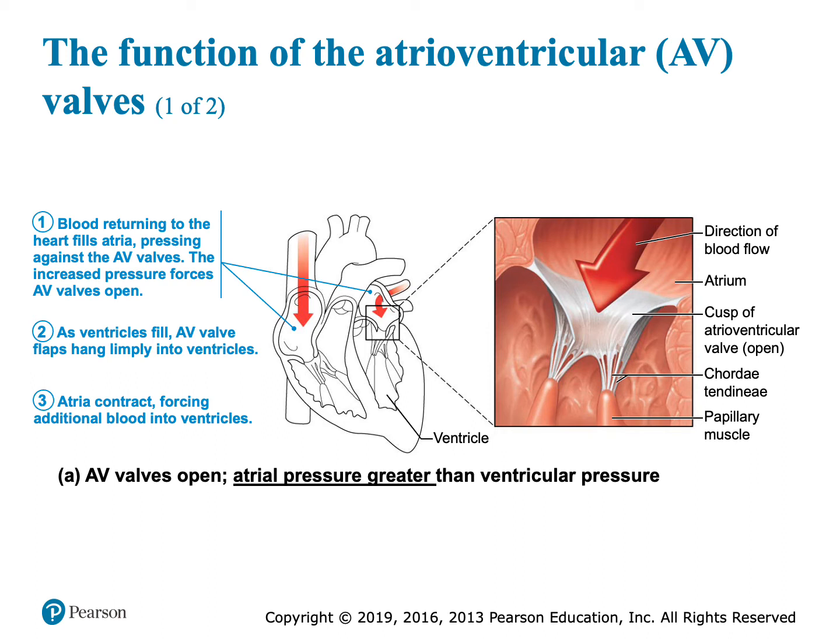We need them to stay closed, and so the chordae tendineae help with that. So let's talk a little bit about those valves for a second. When blood is coming back to the atria, it's going to be pushing on the AV valves. And the pressure from the blood returning actually causes those AV valves to open. It's like blood is coming into the atria, but it's also trickling into the ventricles. So they're just kind of hanging there limply.